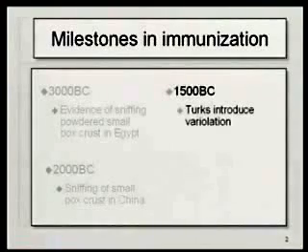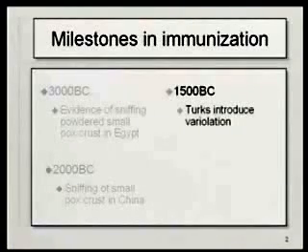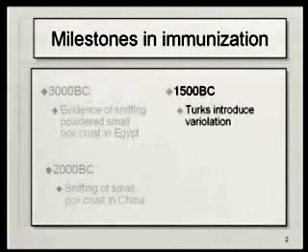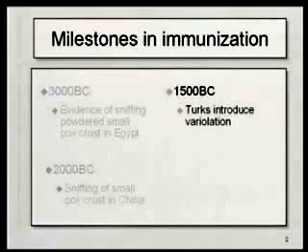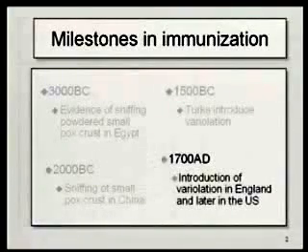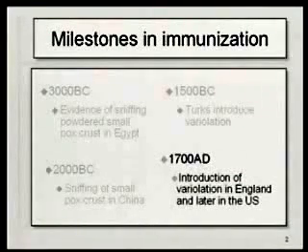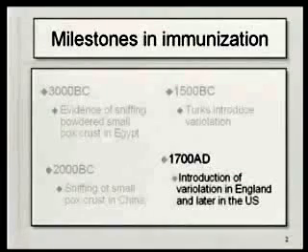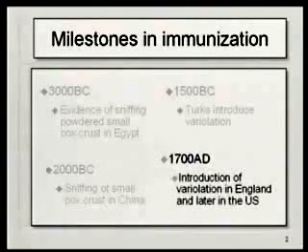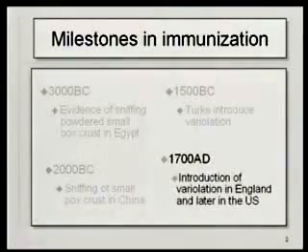In 1500 BC, Turks introduced variolation. In other words, taking the smallpox crusts themselves, grinding them, and injecting them into other individuals, the actual pathogen without altering it. Of course, they did get mild cases of smallpox, but subsequently they were immune to it. And in 1700 AD, there is the introduction of variolation first in the UK and then the US, taking the crust of actual smallpox and injecting.